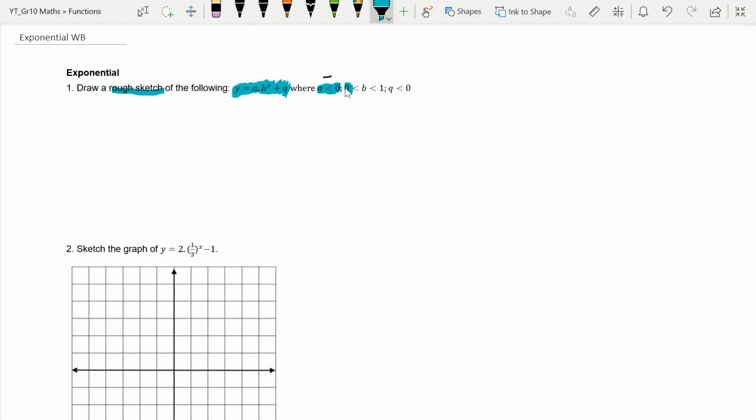Then this means that b is between 1 and 0, because it says b is bigger than 0, but b is smaller than 1. So b is between 0 and 1. So that must make b a fraction, something like a half. Remember, there are some restrictions on b. B can't be negative, b can't be 0, and b can't be equal to 1. And then it gives us that q is smaller than 0, so it means that Q will be negative. Okay, so now we need to take all of that into consideration, and we need to make a rough sketch of more or less what this graph would look like.